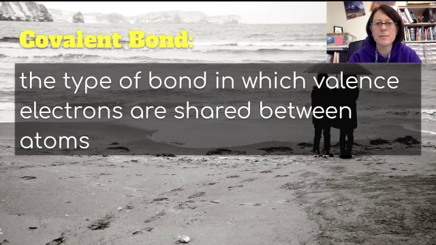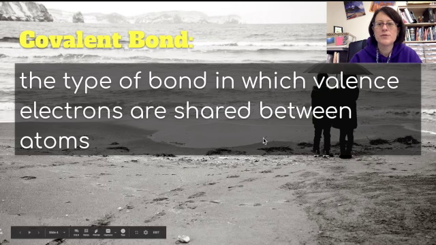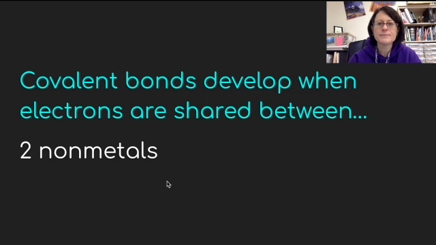A covalent bond is the type of bond in which valence electrons are shared between atoms, just like these two children sharing an umbrella. Covalent bonds tend to develop when electrons are shared between two nonmetals, so two nonmetals.